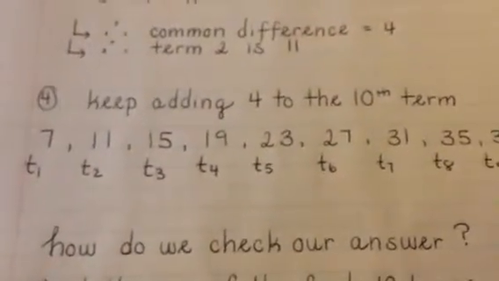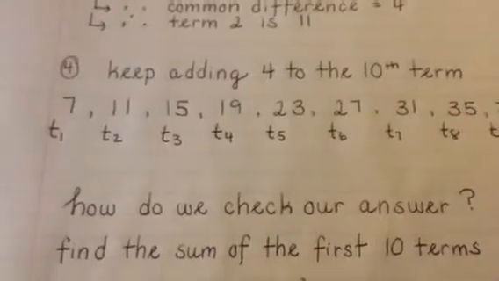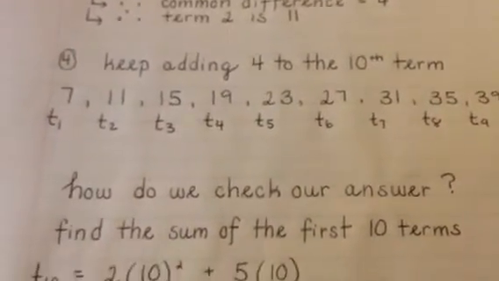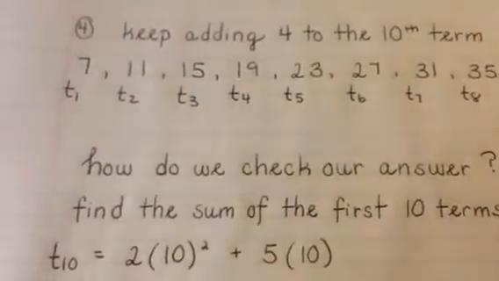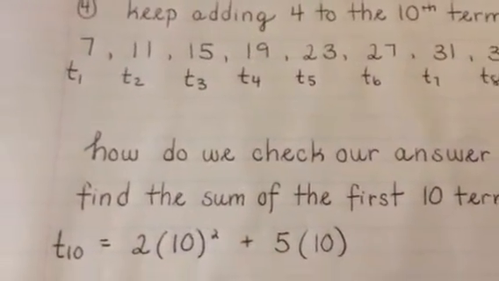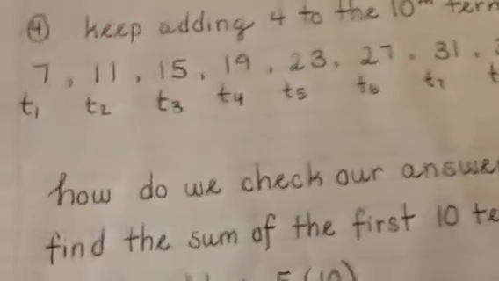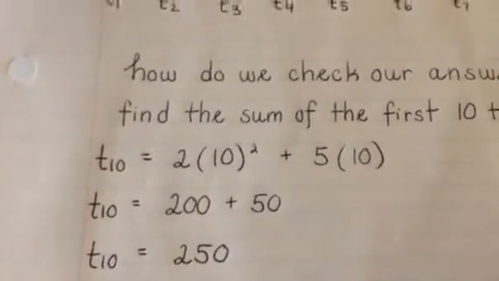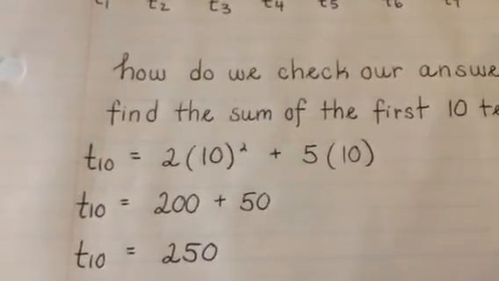So how do we check our answer? We have to find the sum of the first 10 terms. So we're going to use the formula and we're going to plug in 10 for n, like we did for the other two, to find the value of the first 10 terms. And when we solve that, we should get 250.